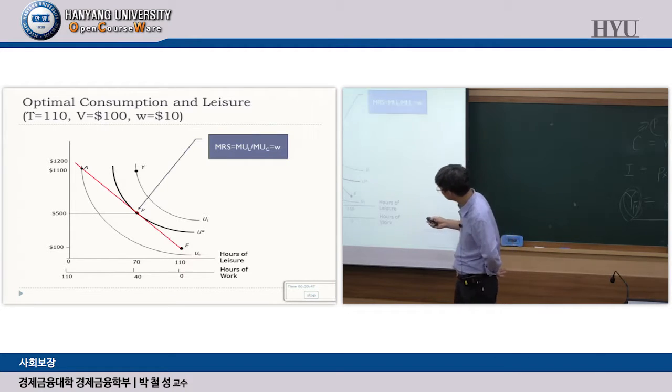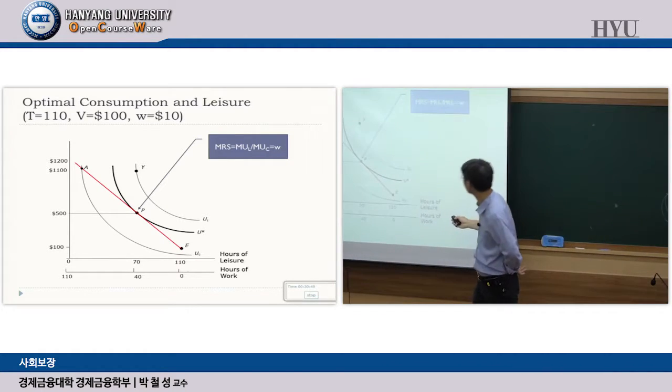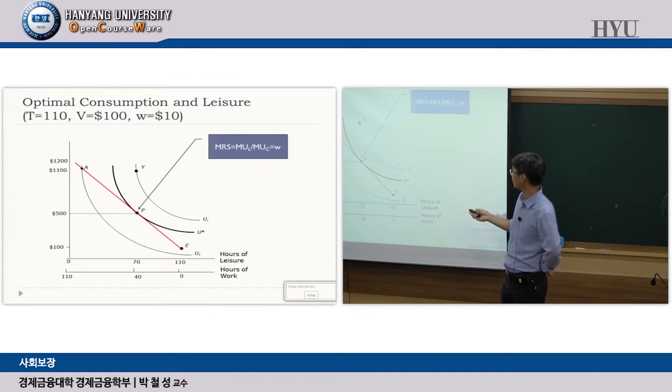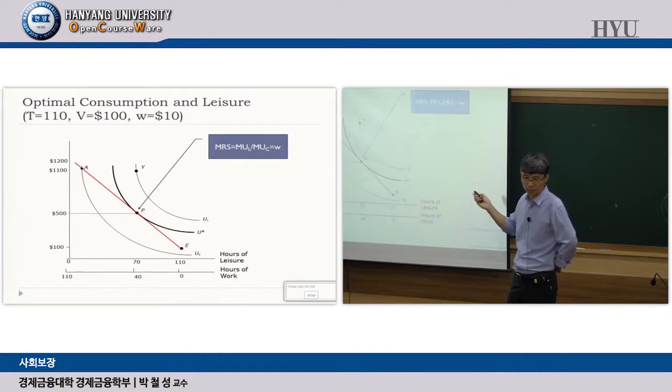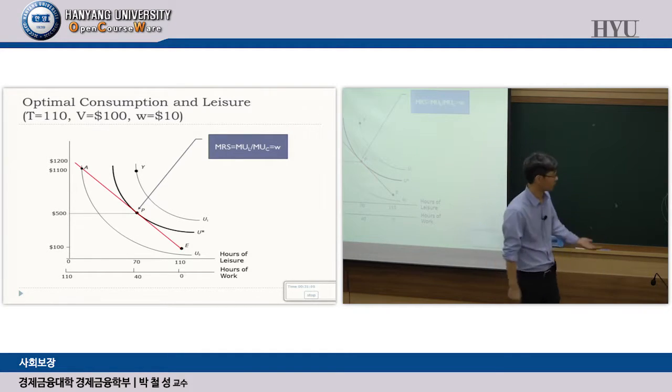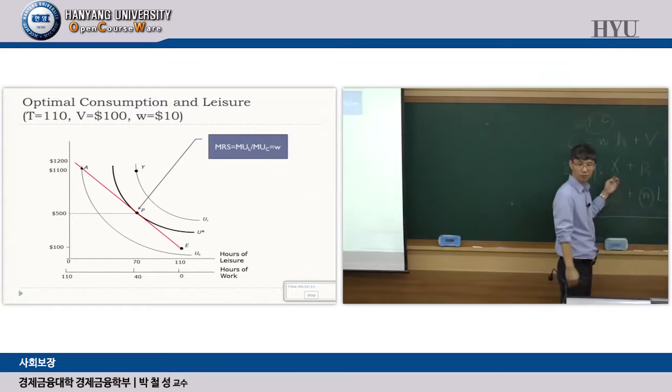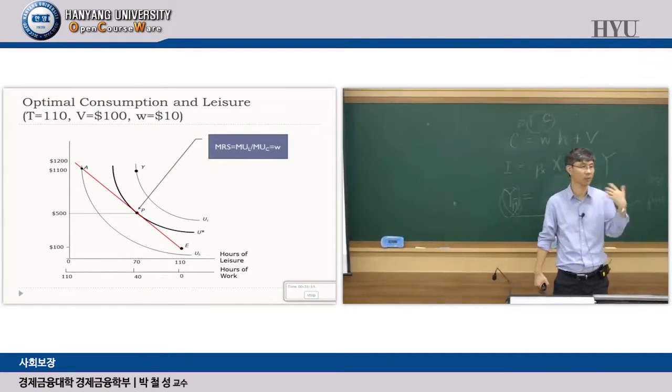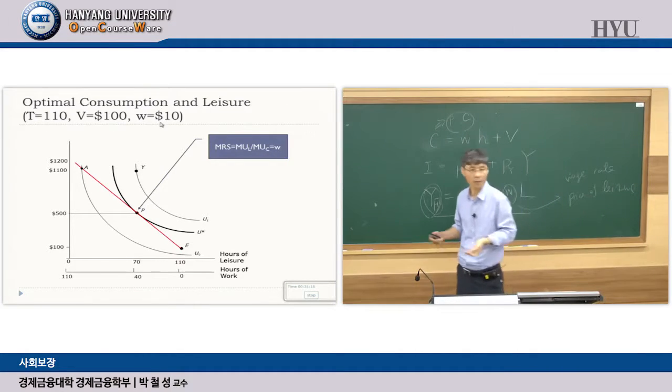U1, I think. This one looks good, but it's not possible because this is just beyond the budget constraint. This person cannot get to that point. So the best this person can do is obviously the point P. So basically it's the same as this two goods utility maximization model, right?